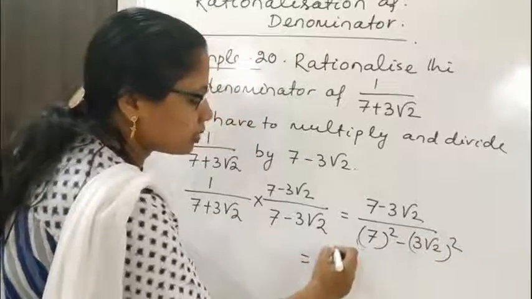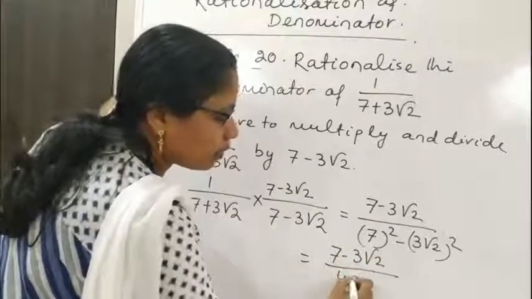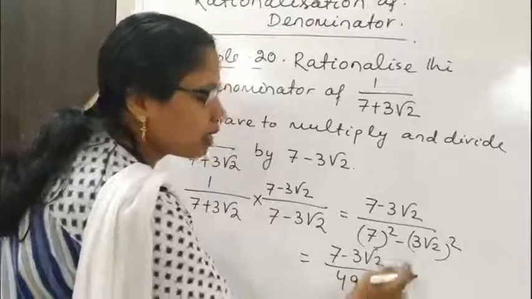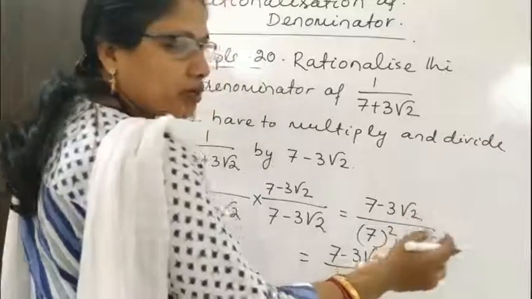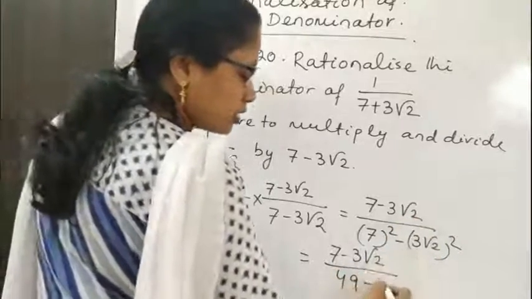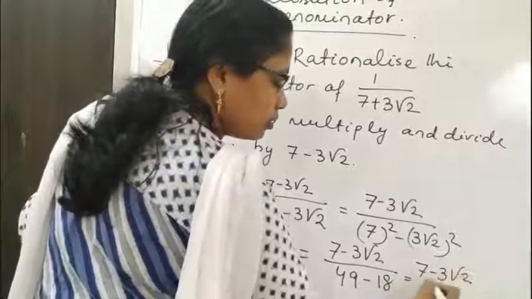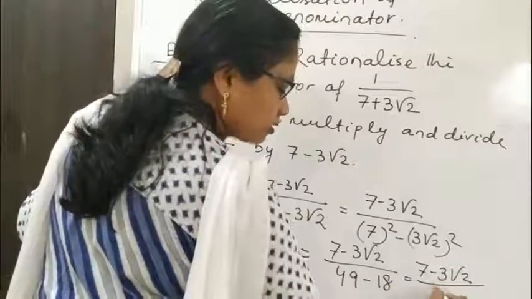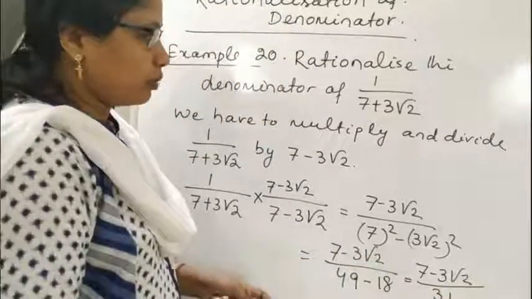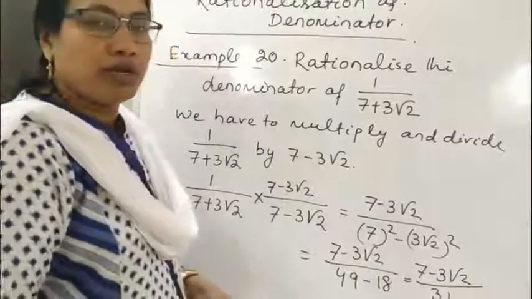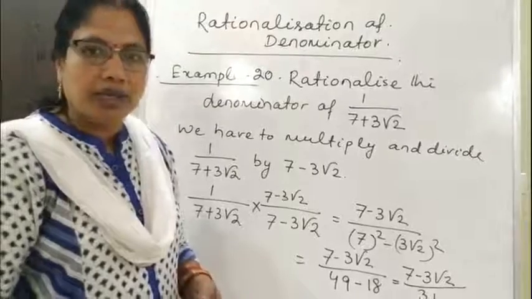So this is equal to 7 minus 3 root 2 divided by 49. 7 square is 49, minus 3 root 2 square, which is 3 root 2 multiplied with 3 root 2, so this is 18. So this is equal to 7 minus 3 root 2 divided by 31. So this is the rationalization of the denominator. So in this way you can rationalize the denominator of any expression having an irrational denominator.